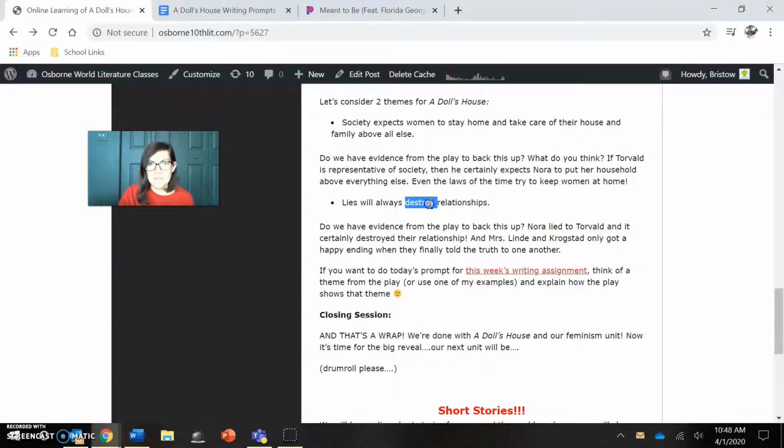The second one you might consider is that lies will always destroy relationships. I think it's fair to say that Nora and Torvald had a fairly happy marriage before this whole lie about the loan came out. Now, whether or not it was a good marriage is up for debate because they never actually sat down and had a conversation with one another, right? But they were happy. Torvald was certainly happy.